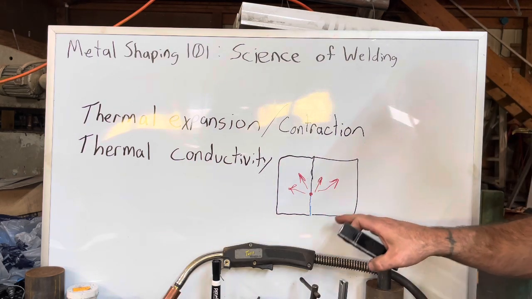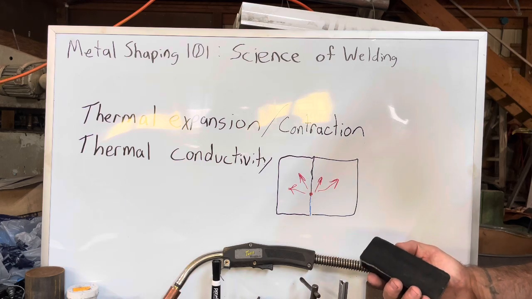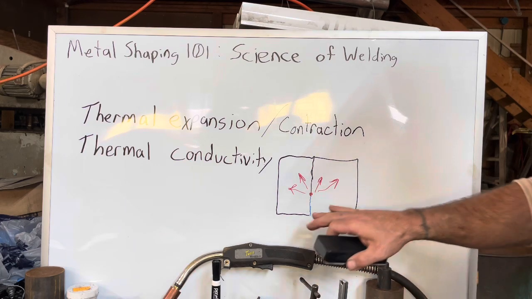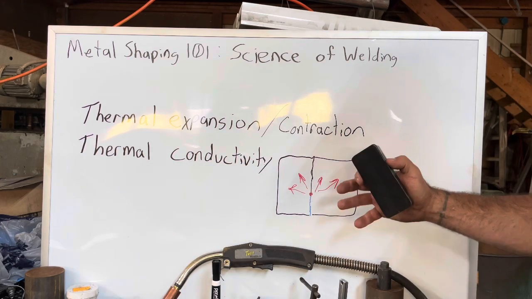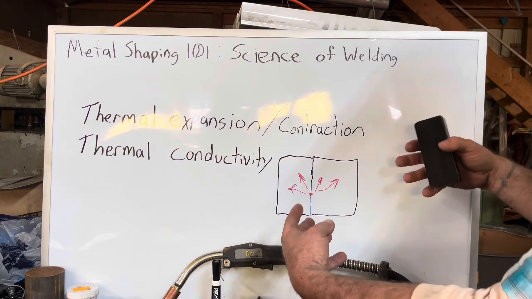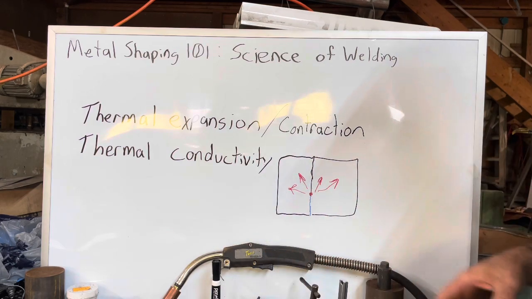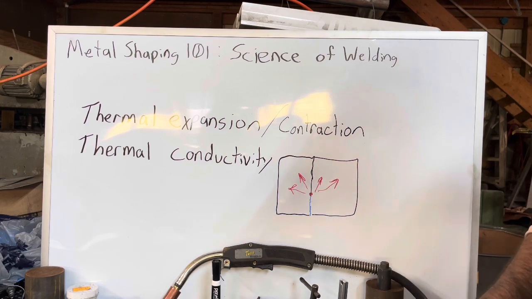This is another area where things like preheating come in. Some parts need to be preheated in order to weld them, to eliminate some of this thermal conductivity. Because if it's already at a raised temperature, it's also not going to expand as much, because it expands at a rate per degree of temperature.